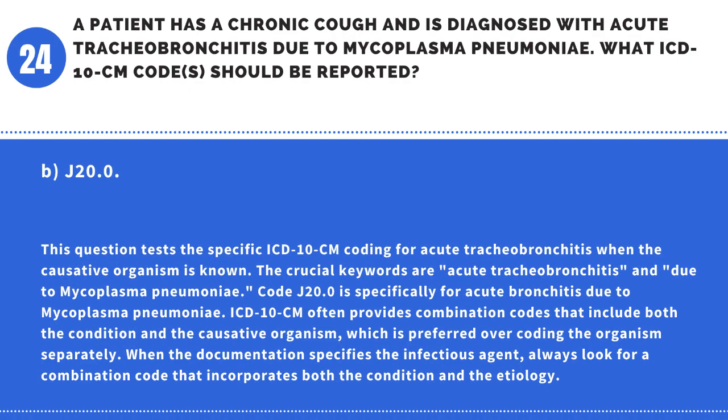Answer: B. J20.0. This question tests the specific ICD-10-CM coding for acute tracheobronchitis when the causative organism is known. The crucial keywords are acute tracheobronchitis and due to Mycoplasma pneumoniae. Code J20.0 is specifically for acute bronchitis due to Mycoplasma pneumoniae. ICD-10-CM often provides combination codes that include both the condition and the causative organism, which is preferred over coding the organism separately. When the documentation specifies the infectious agent, always look for a combination code that incorporates both the condition and the etiology.